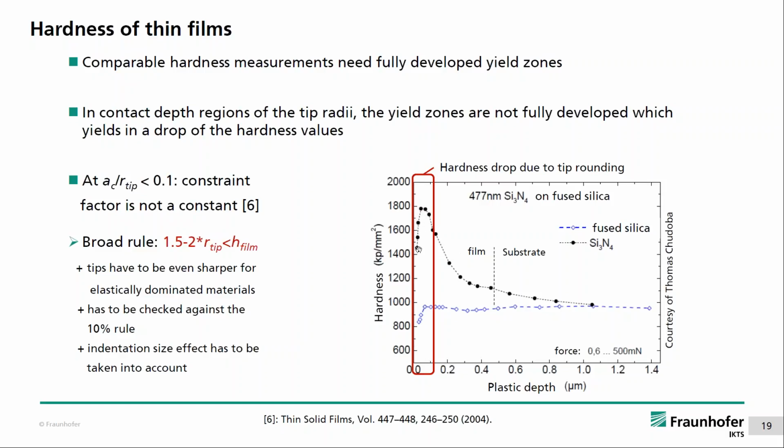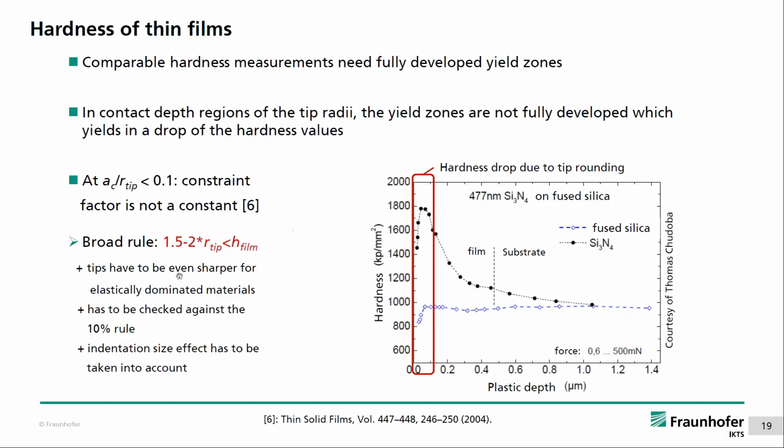But then you suddenly have a drop here, and this drop is not due to a hardness drop in the film, because you tend here from the substrate to the film properties. This is due to the tip rounding. So you're not able to reach completely the 10% because the tip rounding is too big.